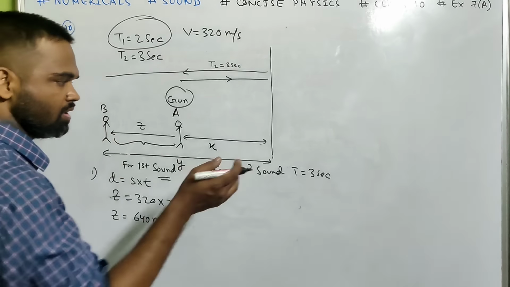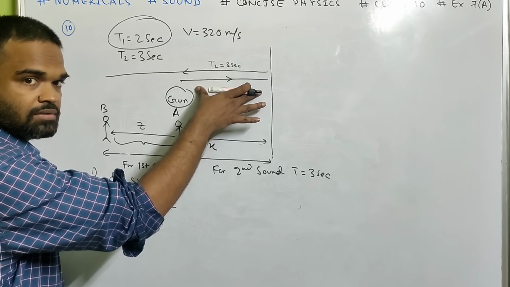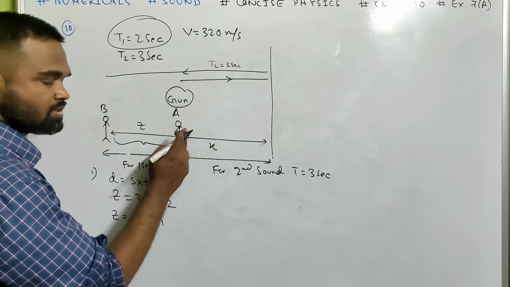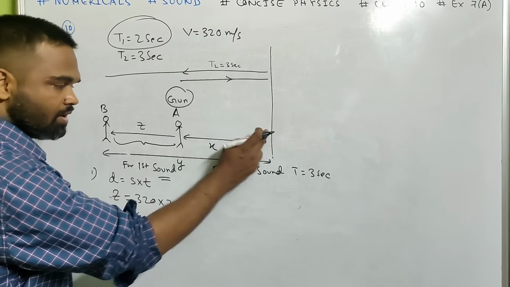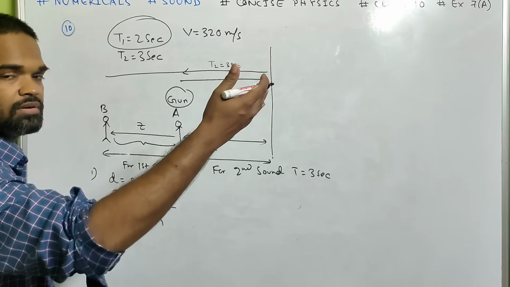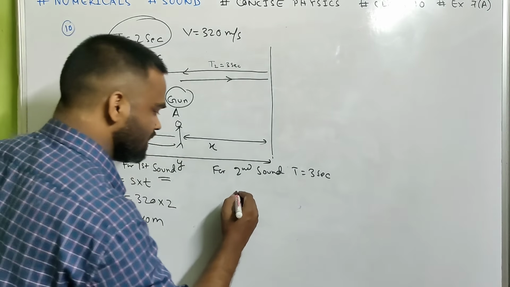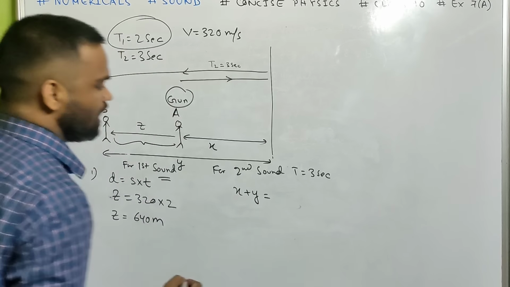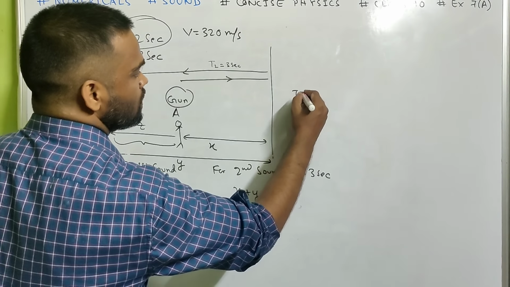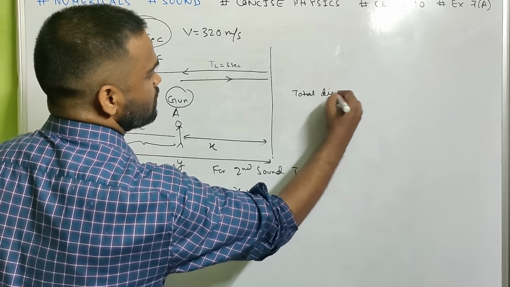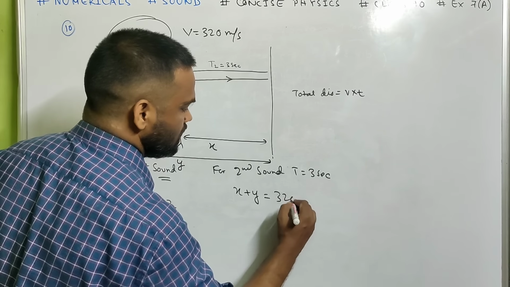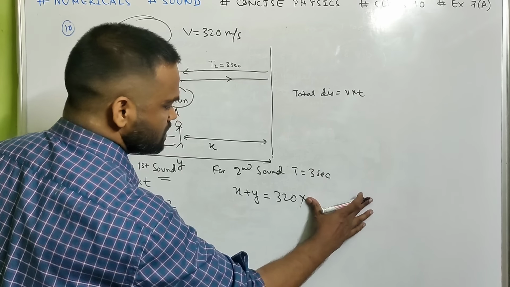But the distance over here is x plus y. X plus y starts from here, goes to the cliff, and then returns, reflected back. So the total distance, which we were using in the earlier formula as 2D, over here we'll write x plus y, and that is equal to distance. Total distance is velocity into time, speed into time. So 320 into time is 3 seconds.